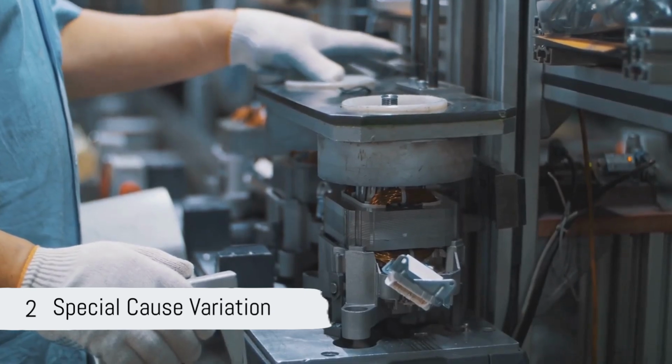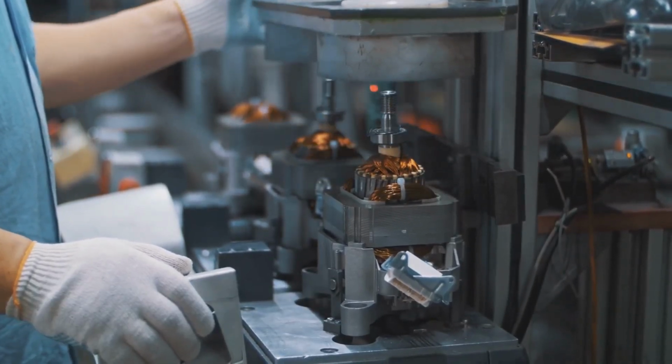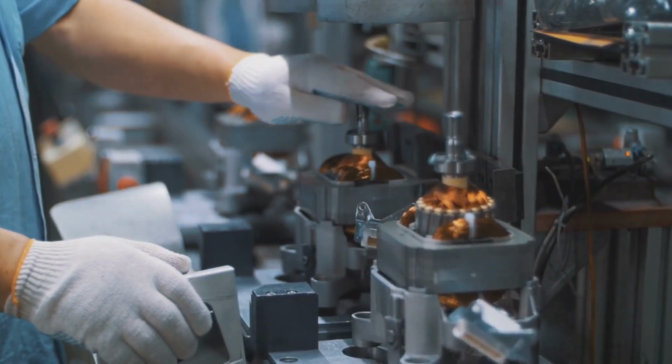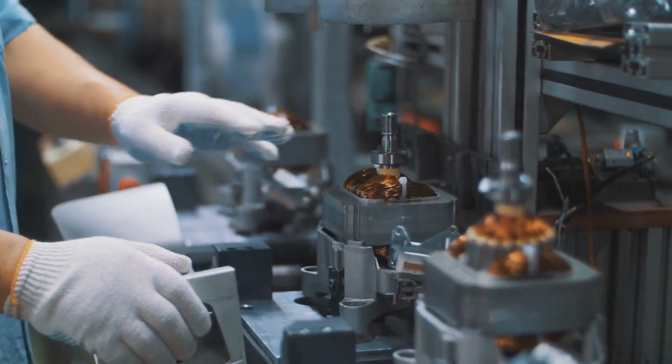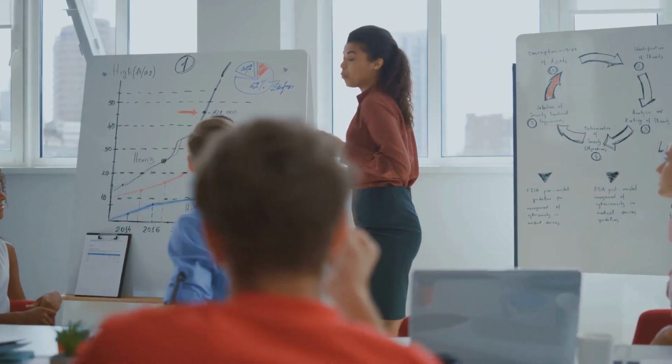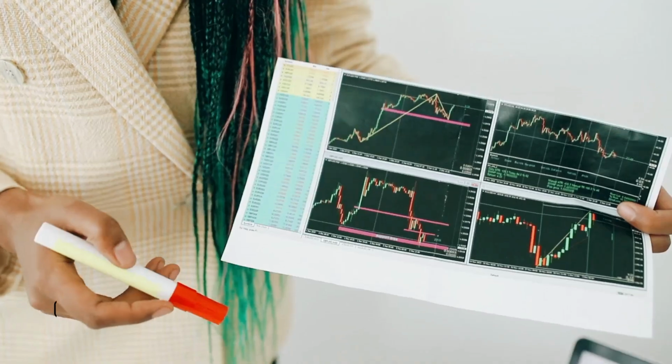2. Special cause variation. These are unexpected, abnormal variations caused by specific events, like equipment malfunction or operator error. Identifying and eliminating these variations is crucial to maintaining control over your process.